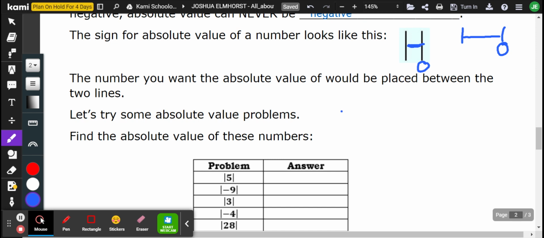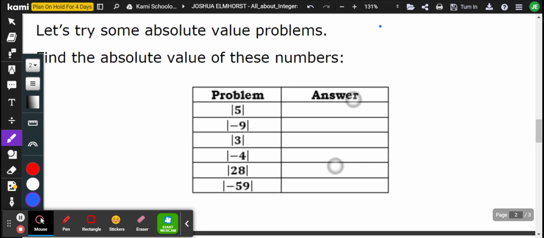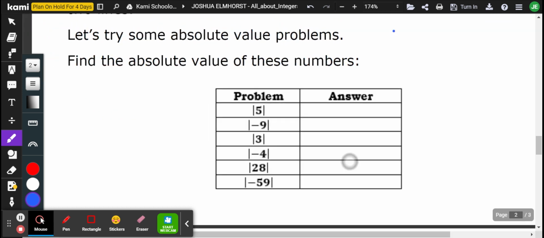So the number you want the absolute value of would be placed between the two lines. Okay. So for example, down below, what are the absolute values? Well, positive 5 has a distance of 5 from 0. Negative 9, the distance from 0 would just be 9. We would not put a positive or negative number on there.